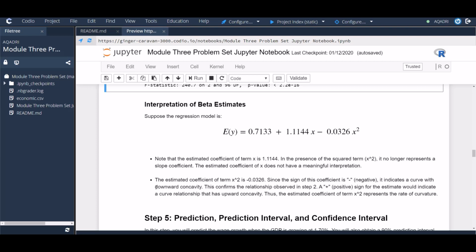The second bullet, however, is about interpreting this estimate for the squared term, for the second order term. And here, the very first thing that you should look at is whether you have a negative or a positive sign for the beta. So in here we have negative 0.0326, so we have a negative sign. So here the estimated coefficient of the term is minus 0.0326. Since the sign is negative, it indicates a curve with downward concavity.